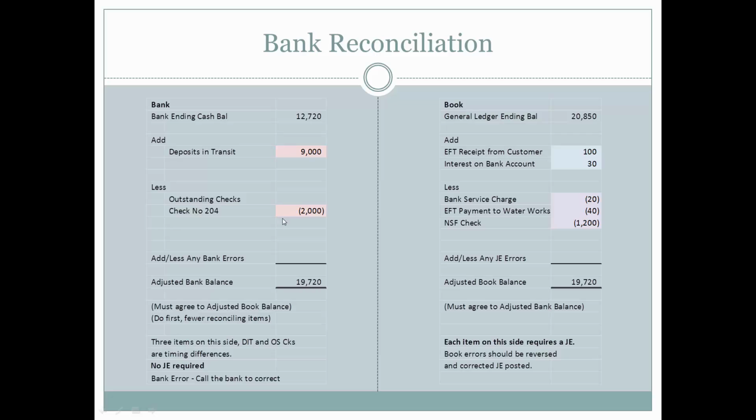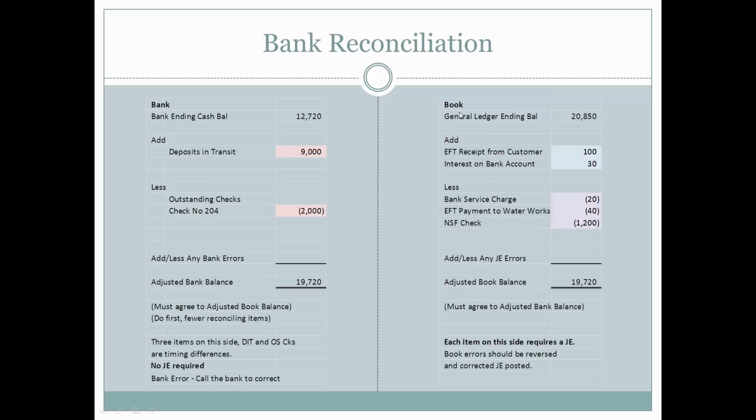Next, we have the check that the company wrote and recorded in its general ledger, but the vendor, or whoever they wrote the check to, has not yet presented it to the bank. So there will be a timing difference here. And there could also be a bank error. The bank could possibly make an error. They're very rare, but they do happen. So traditionally, you will see three items on reconciling the bank to the adjusted bank balance. Those reconciling items will be adding deposits in transit, subtracting any outstanding checks, and looking to see if the bank has made any errors.